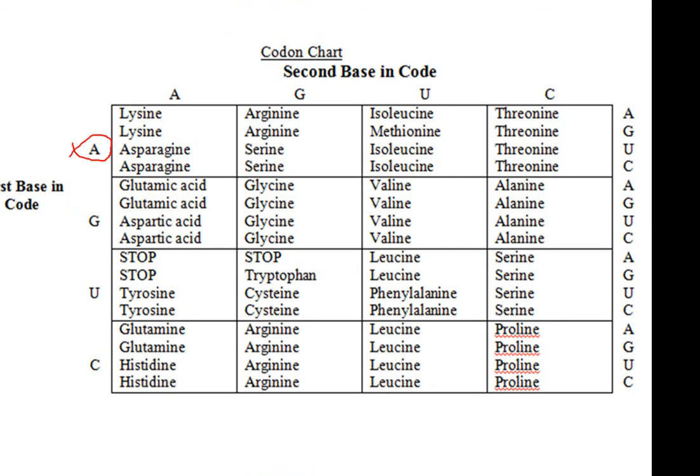A, lysine. There are several ways to get to this. So that's how we go from DNA to RNA to amino acids.